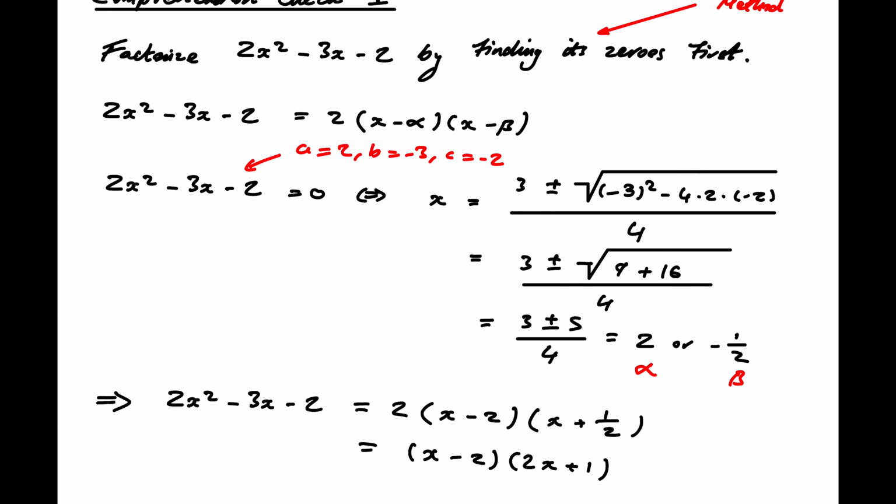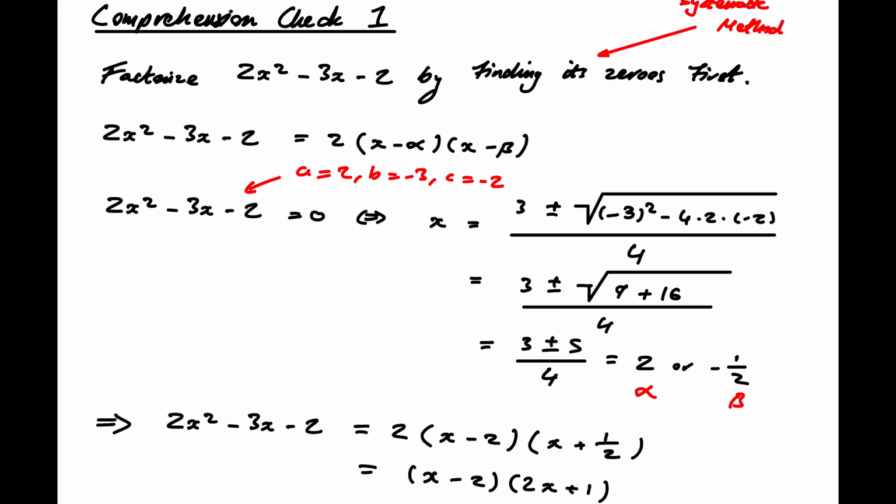So that's kind of the systematic approach to doing it. It'll always work, assuming b squared minus 4ac is strictly greater than or equal to 0. This will work. Otherwise, you won't have any factorization in the world of real numbers.